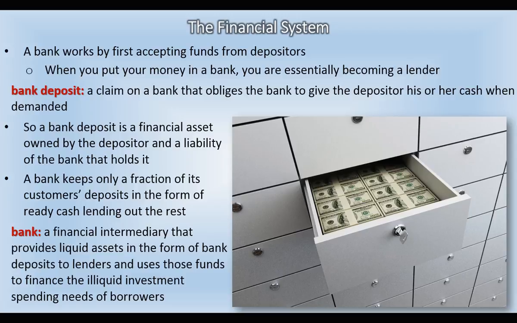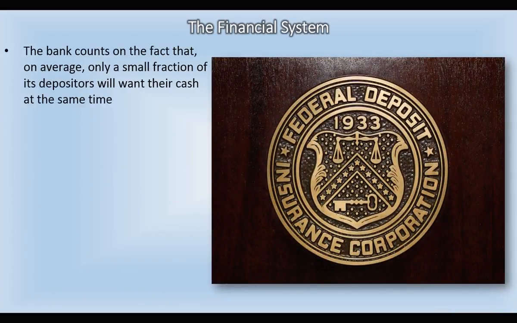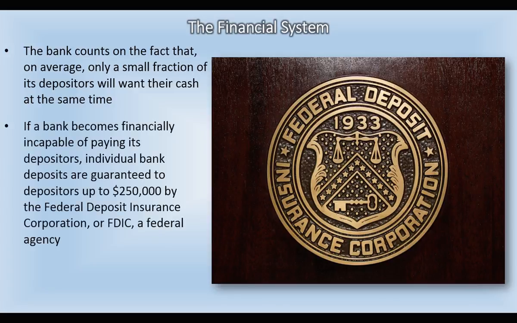So again, a bank is a financial intermediary that provides liquid assets in the form of bank deposits to lenders and uses those funds to finance the illiquid investment spending needs of borrowers. All right, so the bank counts on the fact that on average, only a small fraction of its depositors will want their cash at the same time. If a bank becomes financially incapable of paying its depositors, individual bank deposits are guaranteed to depositors up to $250,000 by what's called the Federal Deposit Insurance Corporation, or the FDIC, which is a federal agency.